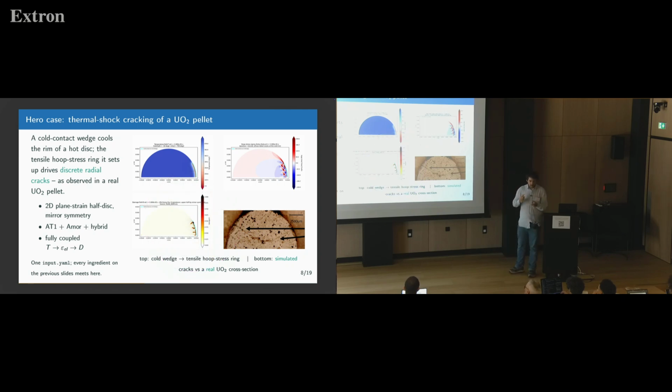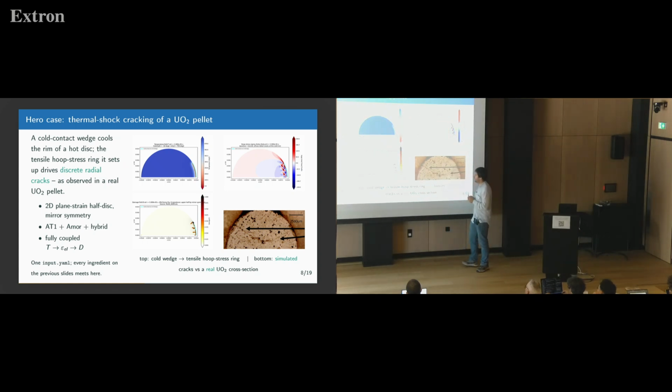I want to spend just a few words on a case that essentially connects three physics together: thermal, mechanical, and the damage, with a phase field formulation for the damage, which tries to represent a physical phenomenon that is being studied a lot recently in the nuclear field, which is the fracture of fuel pellets. Essentially, there was this cylinder, very hot, and then cooled down in this region, and I tried to reproduce the same behavior.